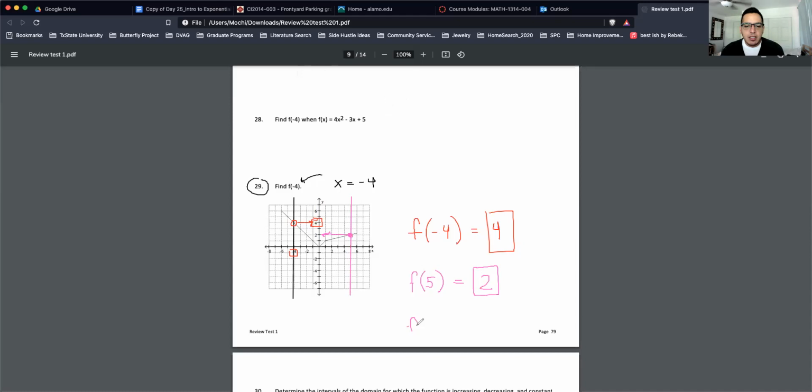And if I wanted to do that same dance with f of 0, I would draw a straight line right here at 0. And it looks like it intersects here at 0. So in this case, f of 0 would just be 0.